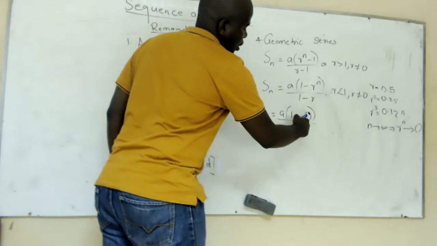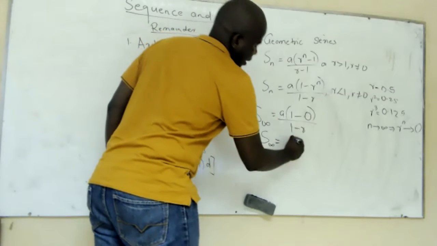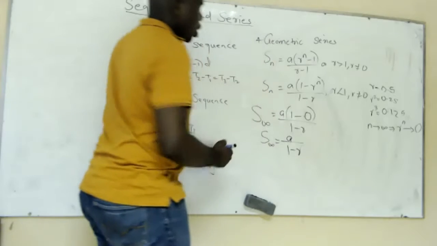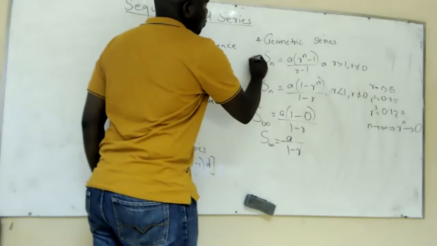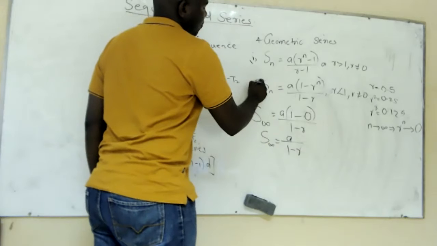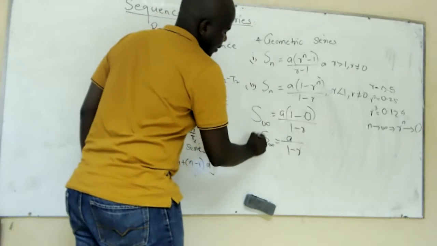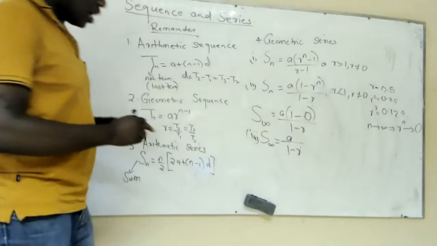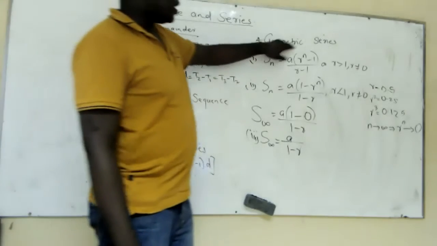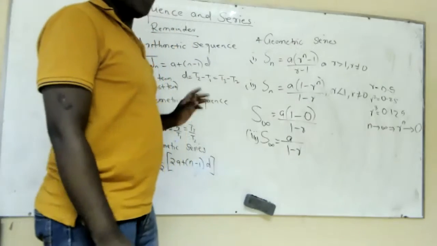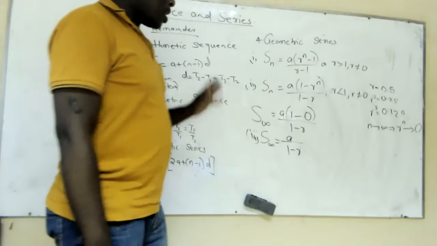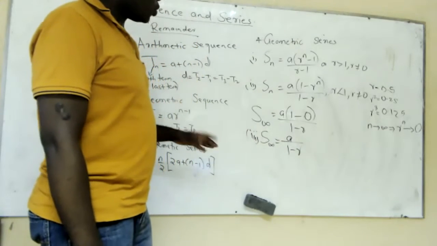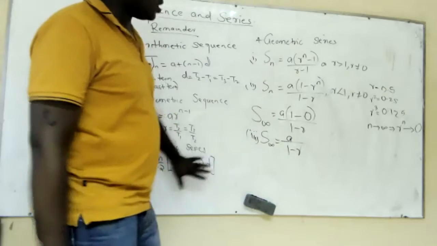Let's simplify and see what we get, which is going to be our new formula. 1 minus 0 is 1. 1 multiplied by a is going to be a, which is the first term, divided by 1 minus r. That is the third formula we're supposed to use. Remember, this is the first formula for a geometric series, and now we have derived the third formula for a geometric series, which you must not forget because it's important.